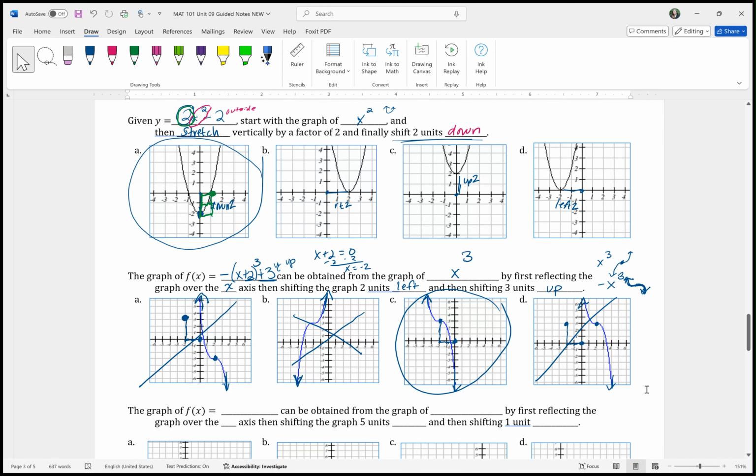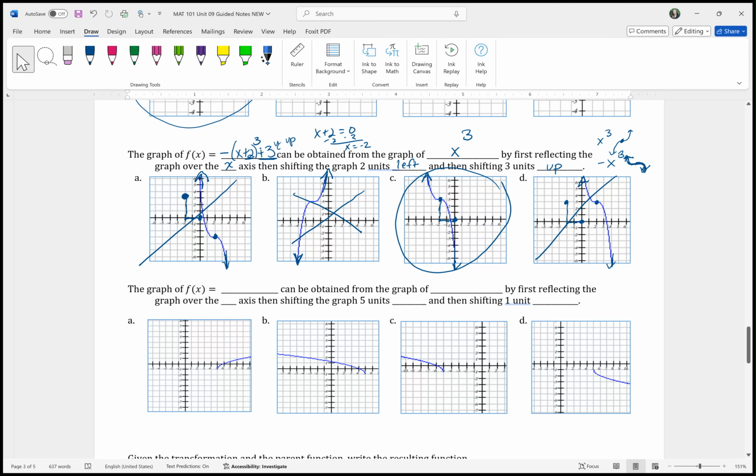Last example here. And then we'll look at a couple more where we're doing the reverse.